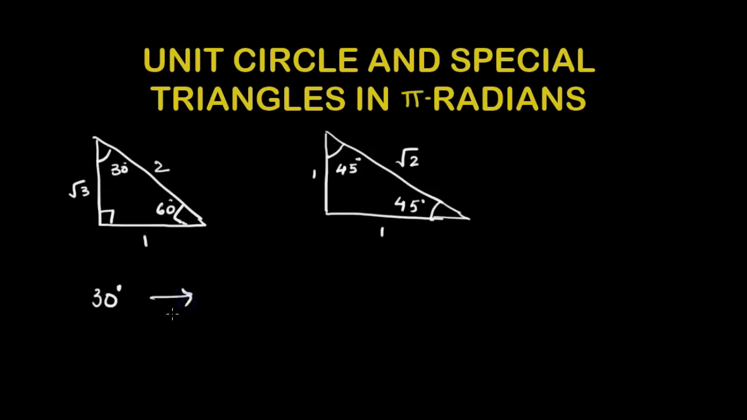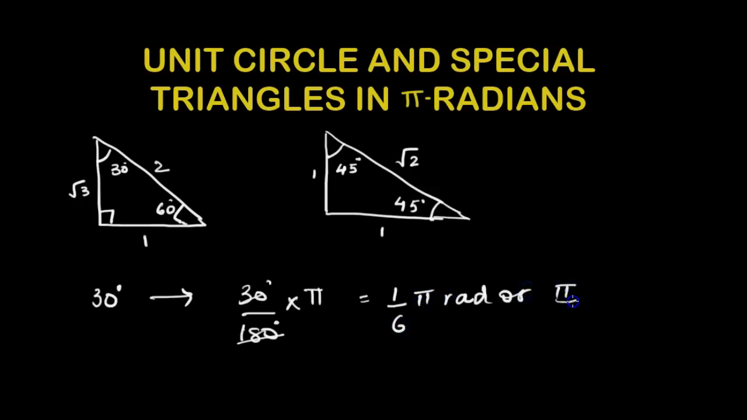We know in order to change 30 degrees to pi radians, we have to divide it by 180 multiplied by pi. This we learned in lesson 1. We have to reduce this fraction down into lowest terms, and this would give us 1 over 6 pi radians, or we can simply write it as pi by 6 radians. So 30 degrees can be written as pi by 6 radians.